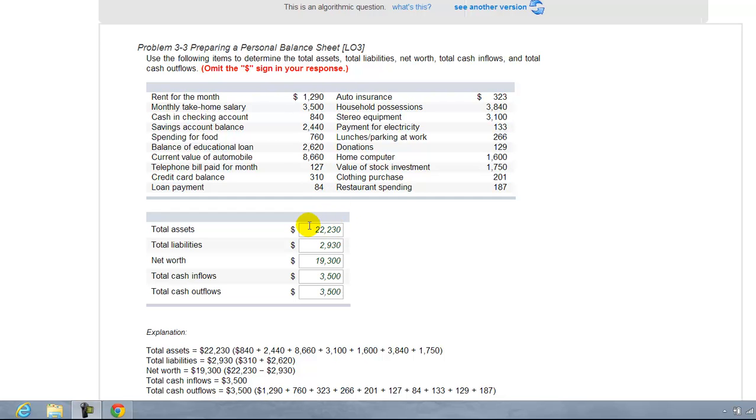And the difference between our total assets and our total liabilities would be our net worth, which in this case is $19,300.